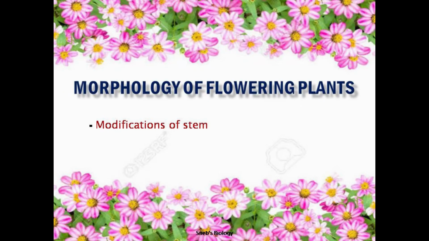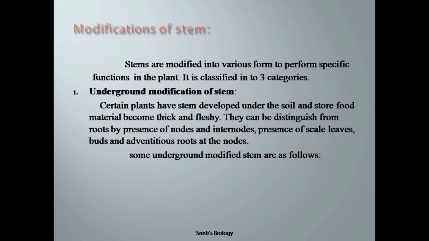Modifications of stem. Stems are modified into various forms to perform specific functions in plants. Mostly there are three types of modifications: underground modifications, subaerial modifications and aerial modifications. First we will discuss underground modifications of stem.